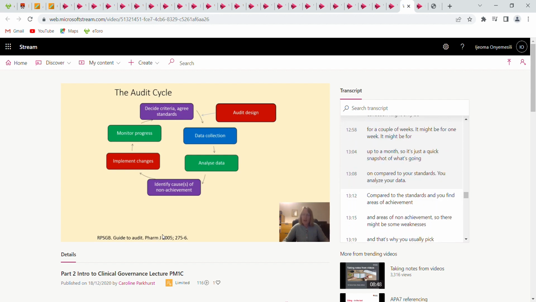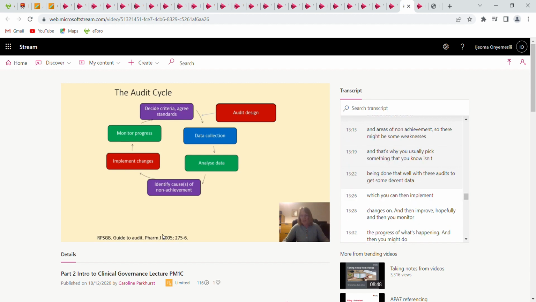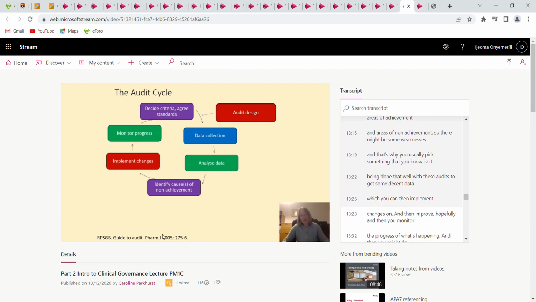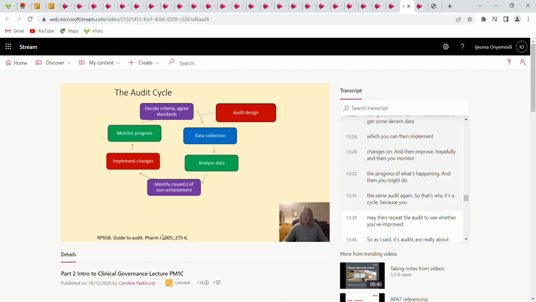You analyse your data compared to the standards, and you find areas of achievement and areas of non-achievement. So there might be some weaknesses, and that's why you usually pick something that you know isn't being done that well with these audits, to get some decent data which you can then implement changes on and then improve, hopefully, and then you monitor the progress of what's happening, and then you might do the same audit again. So that's why it's a cycle, because you may then repeat the audit to see whether you've improved.